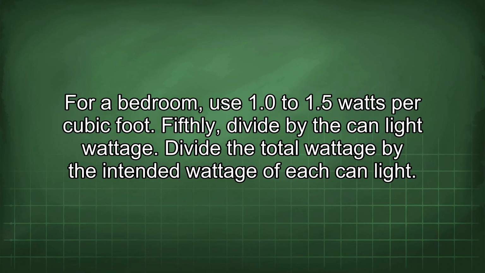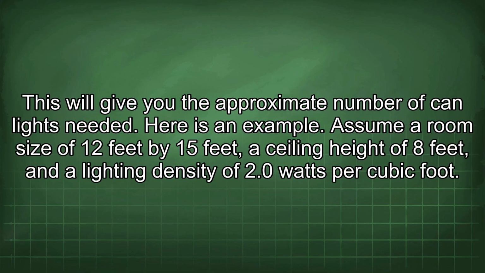Fifthly, divide by the can light wattage. Divide the total wattage by the intended wattage of each can light. This will give you the approximate number of can lights needed.